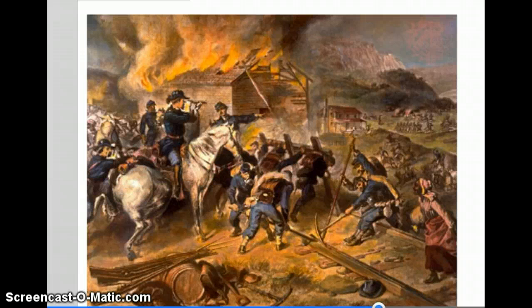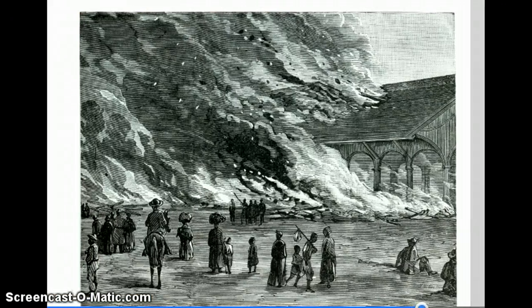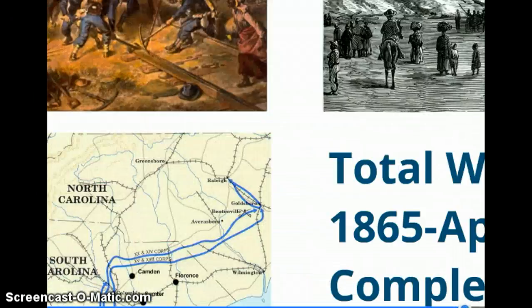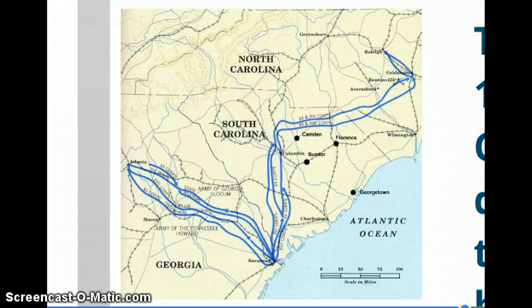So you see here they're tearing up rail lines, burning down farms, whatever was in their way. Livestock was shot, crops were burned, and a major reason for this is that this started in Atlanta, and then the troops moved across Georgia to Savannah. This was known as Sherman's March to the Sea. This expedition, if you will, was led by General William Tecumseh Sherman.